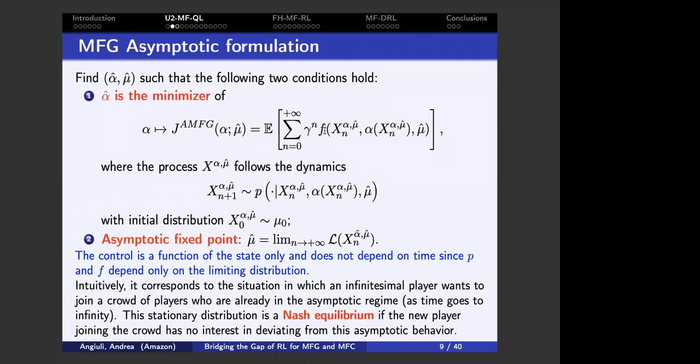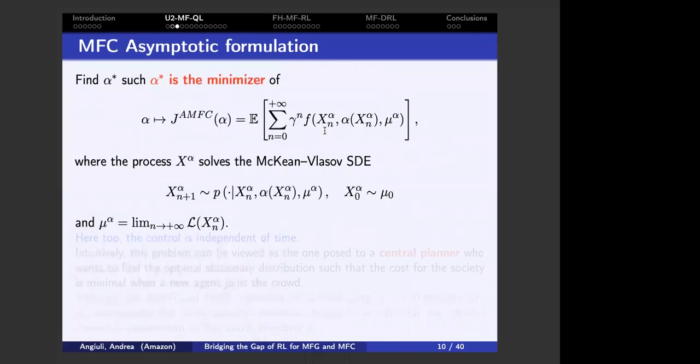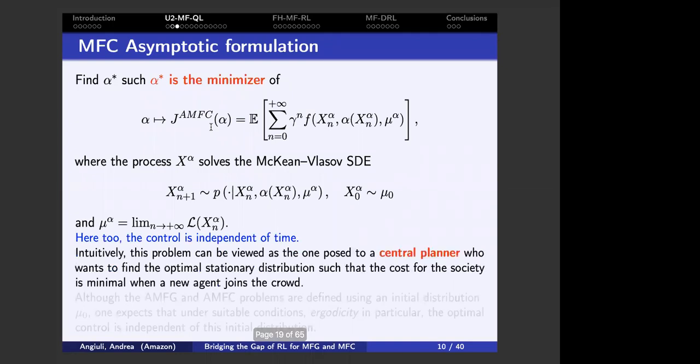The same idea has been applied for mean field control. In particular, now we have a control problem of McKean-Vlasov type, where the distribution involved in the cost function and dynamics is the ergodic distribution of the population given the control alpha on which we want to optimize. So differently from the mean field game, here we are not freezing the distribution anymore, but we allow the distribution to change depending on the control that we are trying to optimize. Again, the solution of this problem does not depend on time, and this can be interpreted as the case of a central planner that wants to find an equilibrium strategy such that the cost of adding a new agent will be minimal for the population.